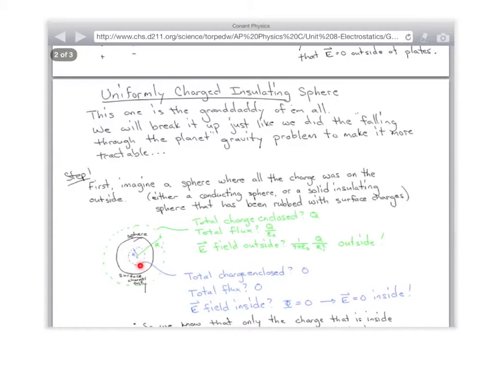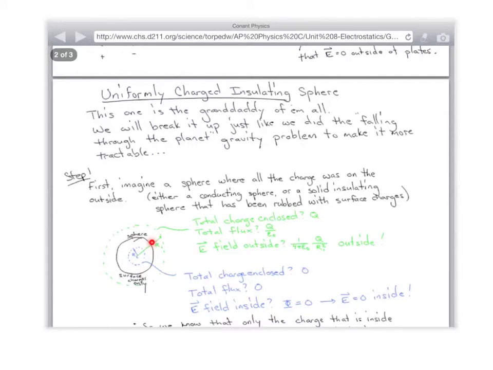Why would it be zero? Yeah, anything on the right side would balance anything on the left, so there would be no net field to the right or left. And anything above would balance stuff below, so there'd be no net field up or down. So the net field would be zero at the center. And then at the edge, of course, we know kQ over R squared, right?